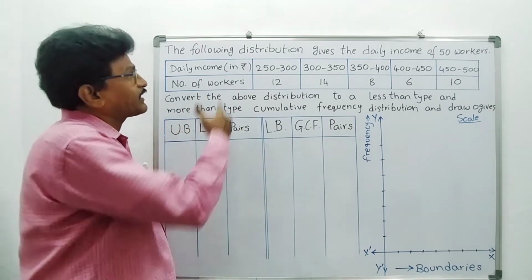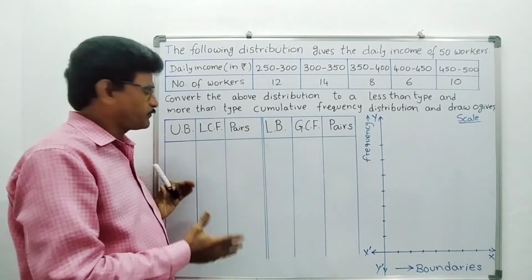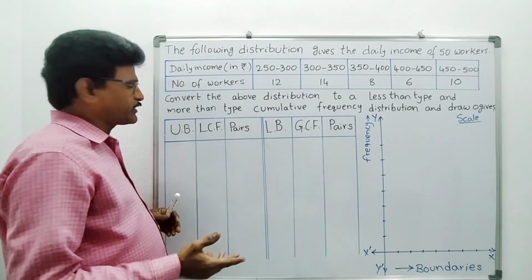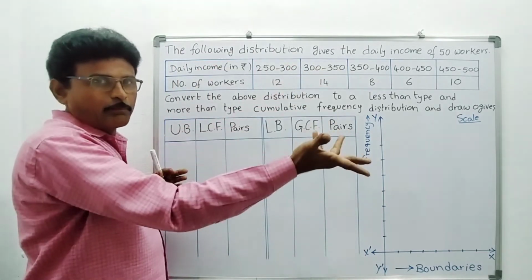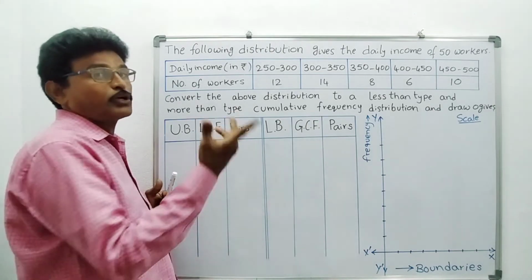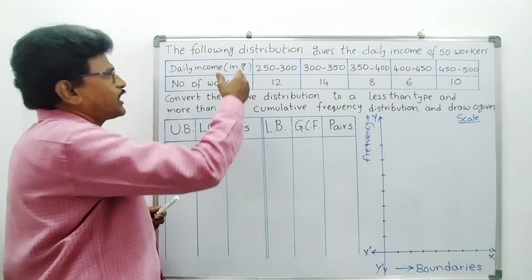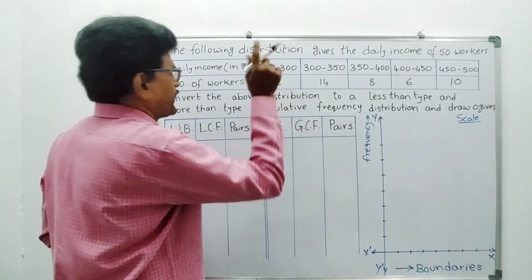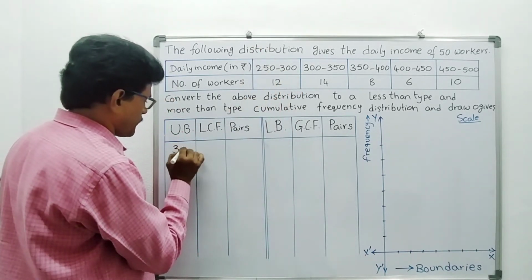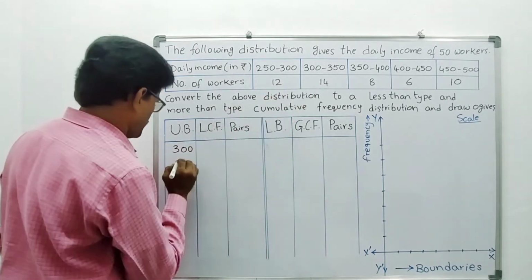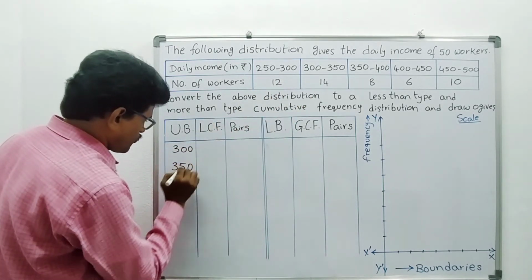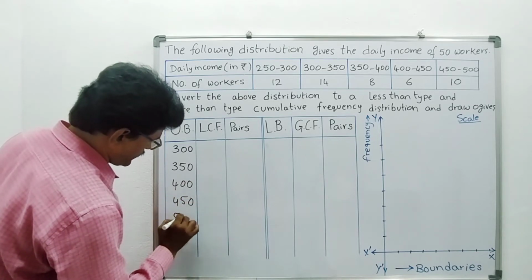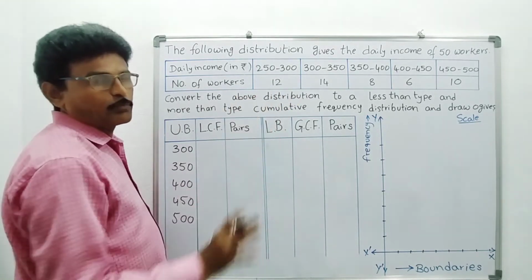Here I am not writing class interval and frequency. Space is not convenient here to write all those things. Simply, in the examination we also can write like that. They will give the problem. What you have to write to find the less than cumulative frequency curve? Simply upper boundaries. Okay, UB, upper boundaries: 300 upper boundary. Next 350, 400, 450, 500. All those are upper boundaries.